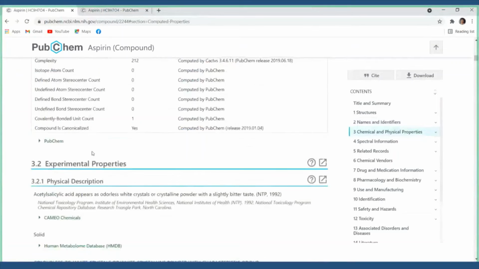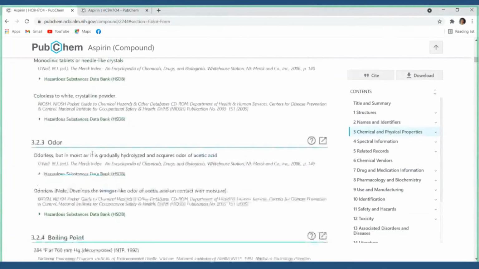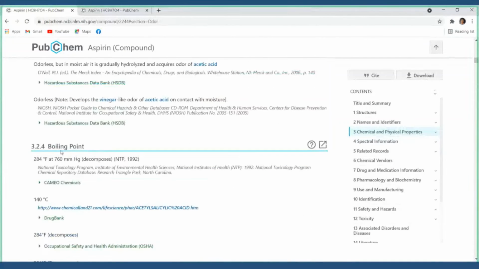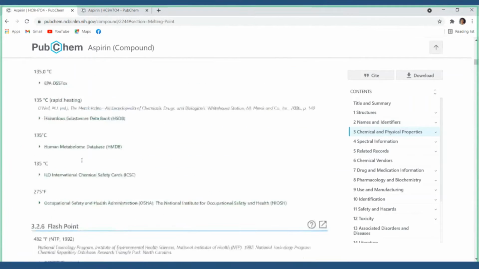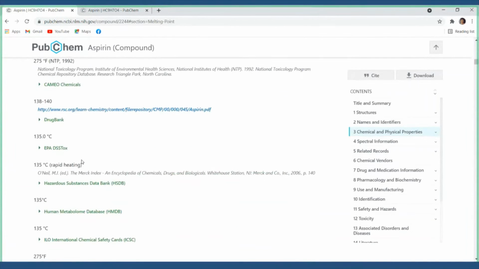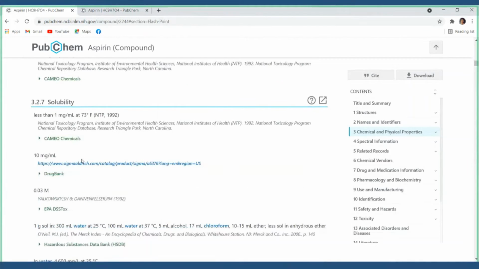Even if you are looking for research, maybe you are looking for the physical properties, you see here it is 284 Fahrenheit at 760 mercury. That's the pressure, the melting point. Every piece of information you want to think of about a drug.